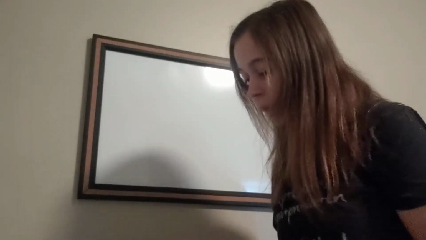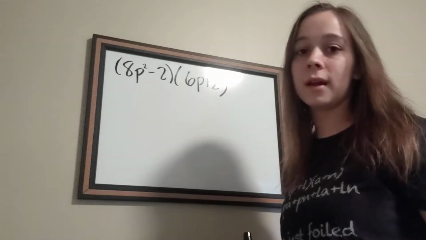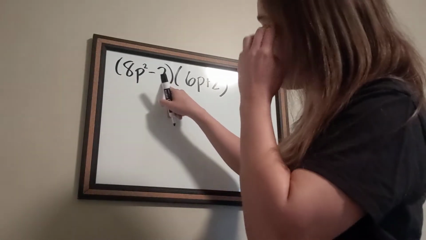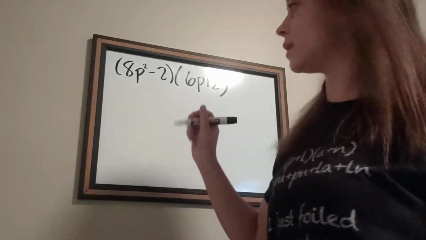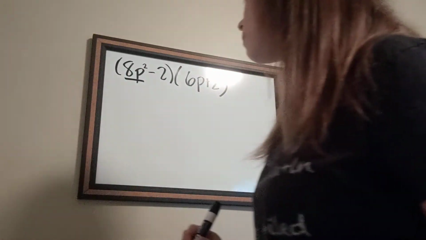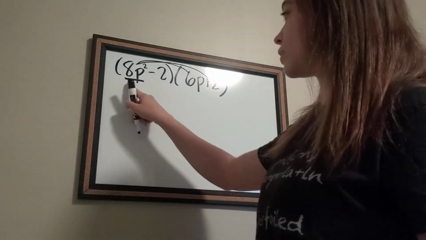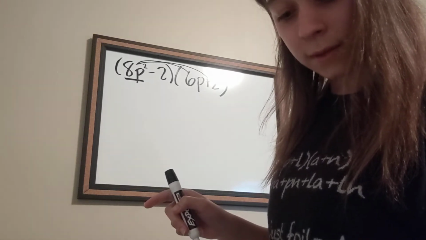Now, of course, some of these problems might have bigger numbers or more terms. For instance, I might see something like this, where there are numbers in front of the variables. You might even see one where there's an exponent in there. Okay, that's fine. So I have 8p squared minus 2, this is in parentheses, times 6p plus 2, also in parentheses. Again, this means I need to double distribute. So I take this 8p squared, and I'm going to multiply it by 6p, and then also by 2. So to start off with, 8p squared times 6p, 8 times 6.